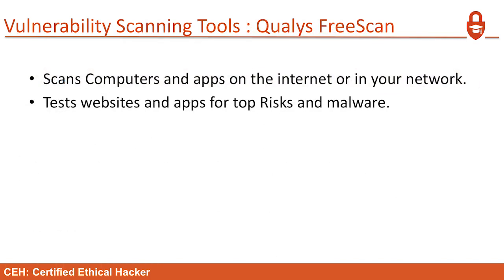Vulnerability scanning tools, Qualys FreeScan. This is a good one. Qualys has several products that you can use. You can also use their SSL tools to identify servers that are still deploying SSL in your network. Remember, we do not use SSL. It is very bad, very insecure. Do not use it. You need to be using TLS, and TLS 1.0 should be turned off as soon as you can possibly do it. Qualys FreeScan scans computers and apps on the internet and your network and tests websites and apps for OWASP top risks and malware. Qualys has a very good scanner. All of their gear is pretty high quality.